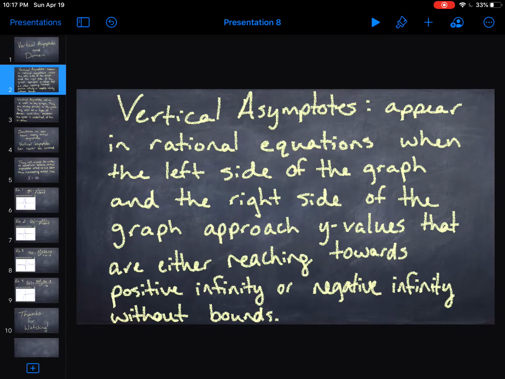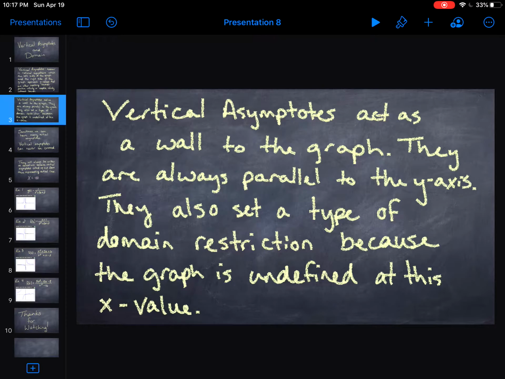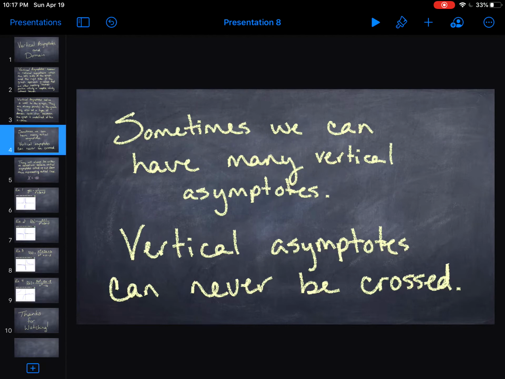Before we start, we need a little bit of information about what a vertical asymptote is. Vertical asymptotes appear in rational equations when the left side of the graph and the right side of the graph approach y values that are either reaching towards positive infinity or negative infinity without bounds. Vertical asymptotes act as a wall to the graph. They are always parallel to the y-axis. They also set a type of domain restriction because the graph is undefined at this x value.